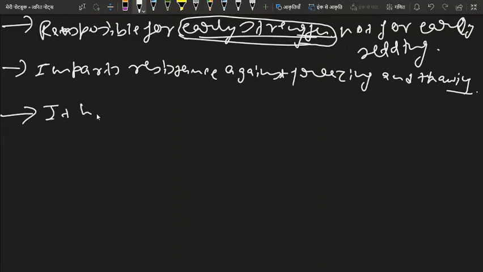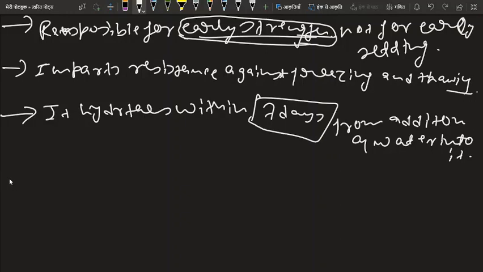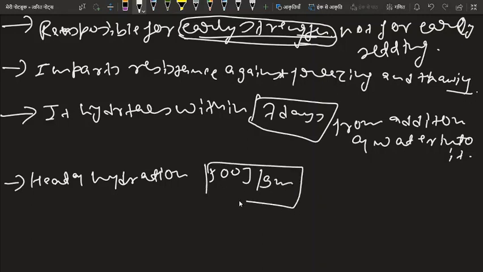So at this point, it hydrates within 7 days from addition of water into it. Okay, and one of its properties, its heat of hydration is about 500 joule per gram. Okay, remember this point, its heat of hydration is equal to 500 joule per gram.